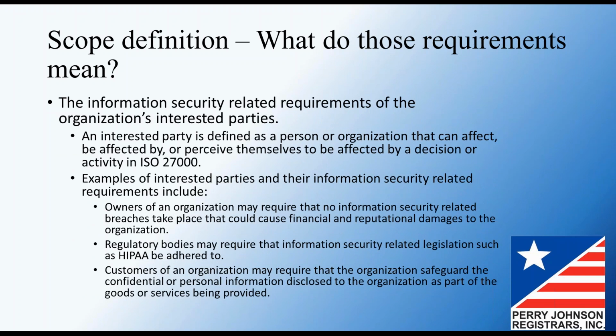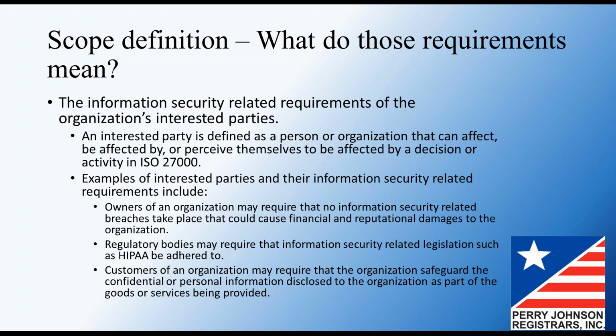The standard also requires the information security related requirements of the organization's interested parties to be considered. So an interested party is defined as a person or organization that can affect, be affected by, or perceive themselves to be affected by a decision or activity. And that's how it's defined in ISO 27000.